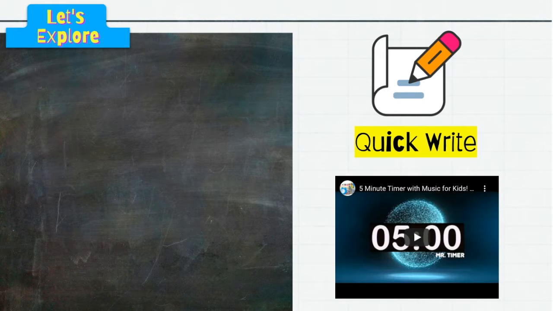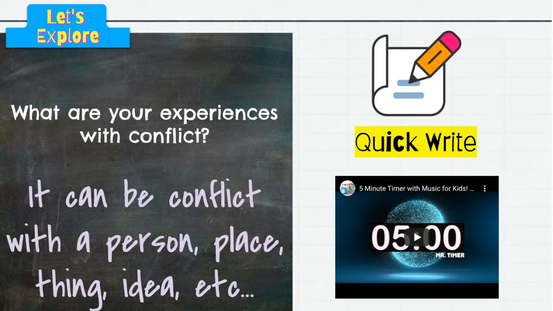So let's explore this. We're going to do a quick write. What I want you to do is pause the video, and write down what are your experiences with conflict. You can just do a bullet point list. It could be conflict with a person, a place, a thing, an idea, any type of struggles that you are having. It can be struggles that you're having with yourself, things that you're thinking about, or struggles that you're having with other people or other things, anything outside of yourself. So pause the video and then write down what are your experiences with conflict.